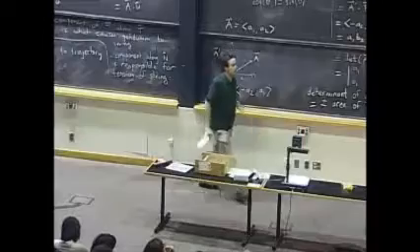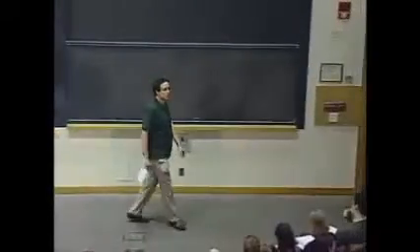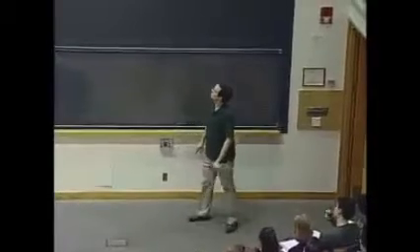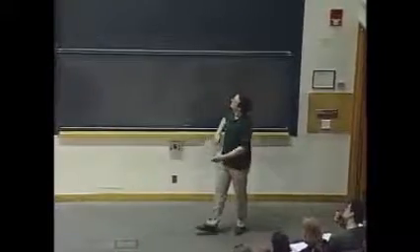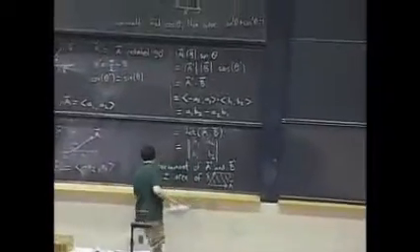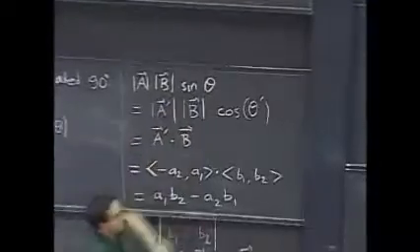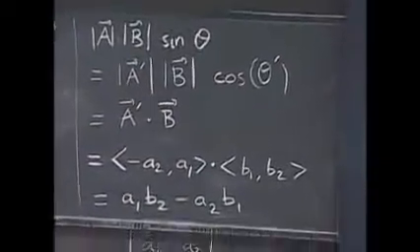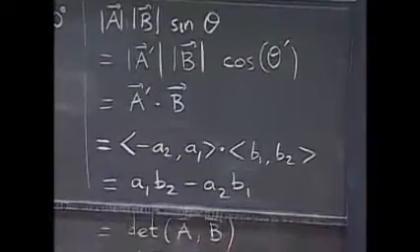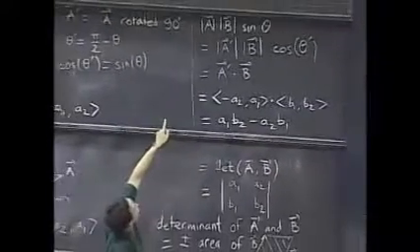Yes? You're discussing dot product of A, B, what is that? Oh, sorry, that's not a dot product. That's a usual multiplication. Okay? That's length A times length B times sine theta. And so that's equal to the area of a parallelogram.